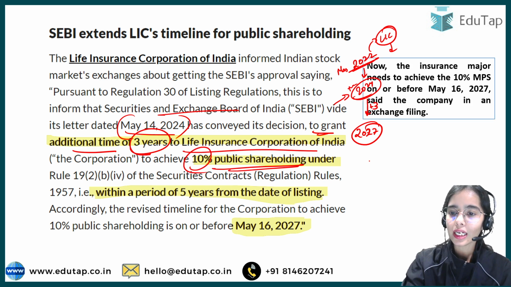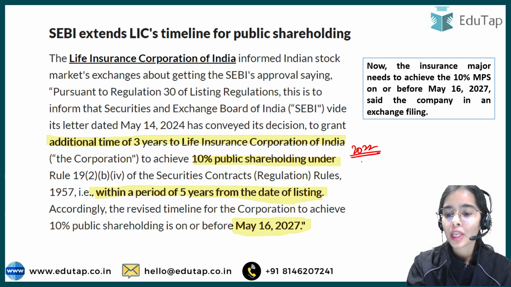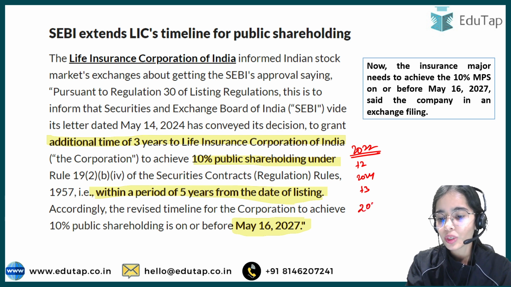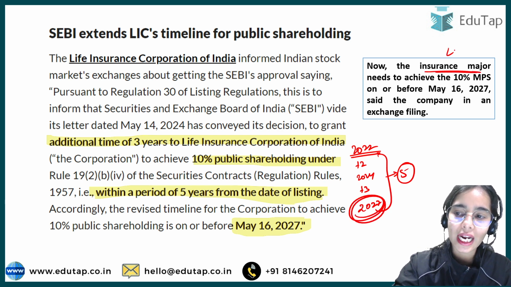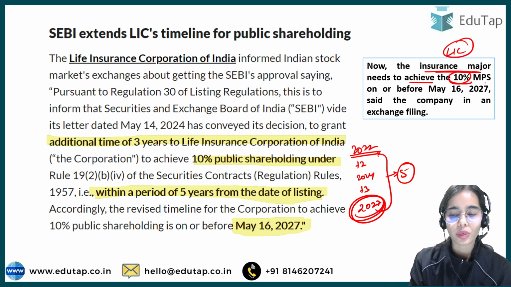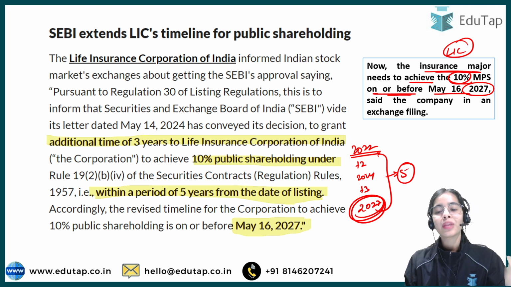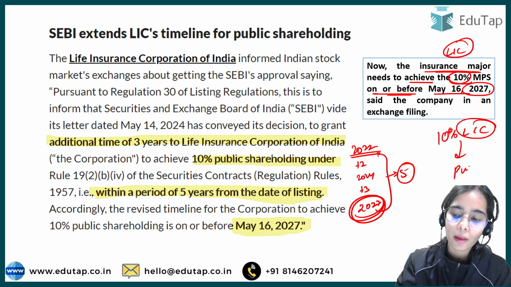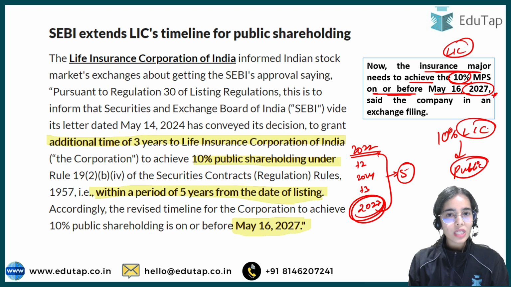Okay, so now you can understand that the timeline was that in 2022 the LIC got listed in the BSE and NSE. So a 2-year time period was given, that is, by 2024 it had to achieve the minimum 10% public shareholding. But now an extension of 3 years has been given. So in total by 2027, that is, within 5 years now we can say. So the insurance major, that is the LIC, needs to achieve 10% minimum public shareholding on or before May 16, 2027. This has been said by the Securities and Exchange Board of India that 10% minimum public shareholding means that 10% of the LIC shares should be owned by the public. So this is the minimum criteria, and for this the timeline is by 2027. So this is the whole news article that you needed to understand.